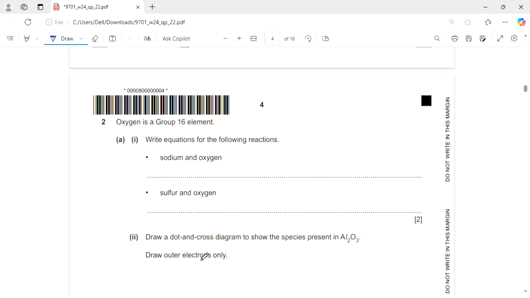The next question is: oxygen is a group 16 element. We all know that, right? Write the equation for the reaction of sodium with oxygen. What will we get? 4Na + O2 gives 2Na2O. This is the product, sodium oxide.